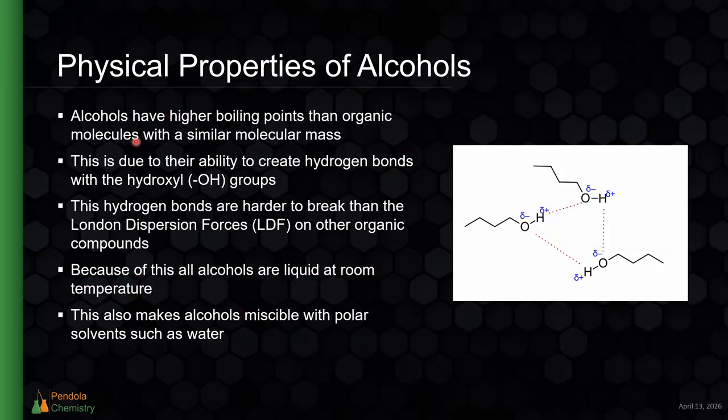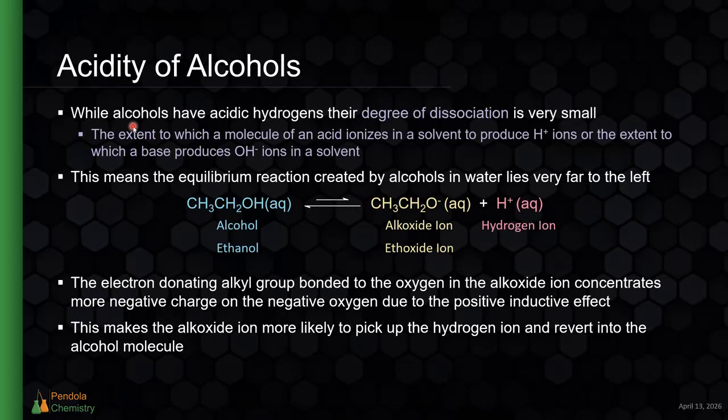So that's the physical properties. A chemical property that alcohols share is their acidity. Alcohols have acidic hydrogens, so they can behave like acids to a certain extent. The degree of dissociation, however, is very small. That OH group does have an acidic hydrogen. What does that mean? An acidic hydrogen is a hydrogen that is in a polar bond and can be removed. We talked about how the R-OH bond in an alcohol is polar, with the oxygen being partially negative and the hydrogen being partially positive.